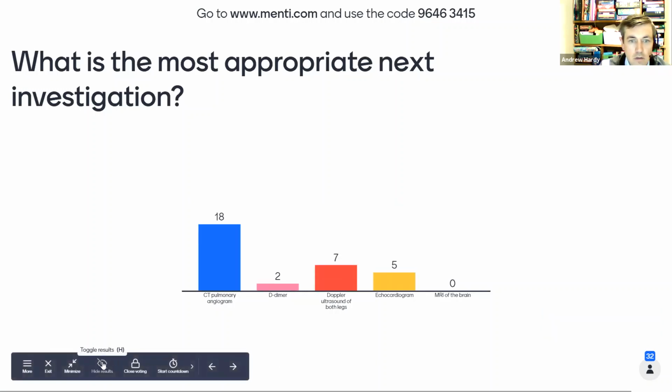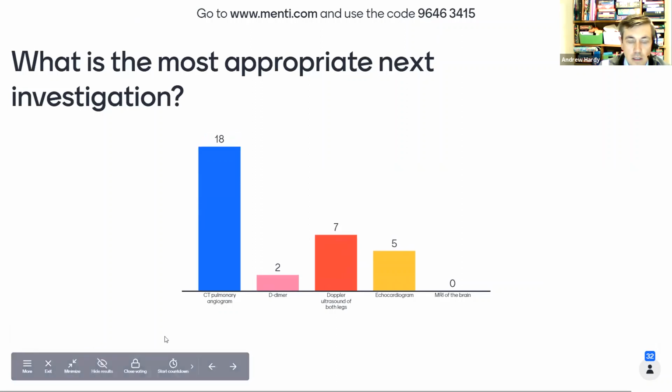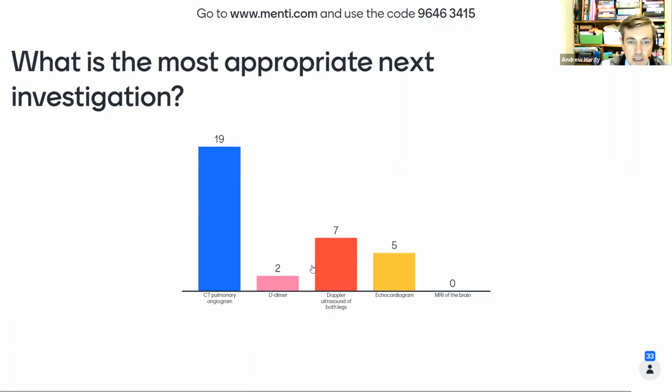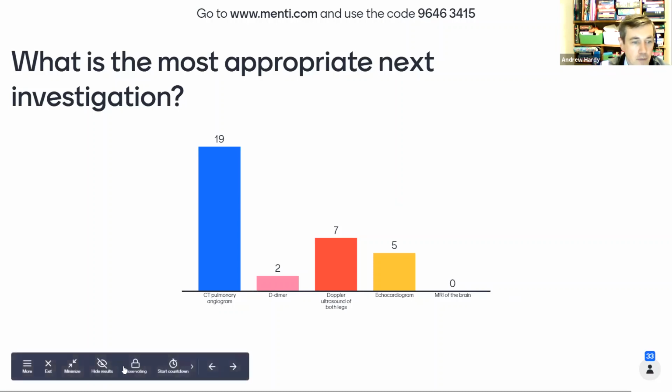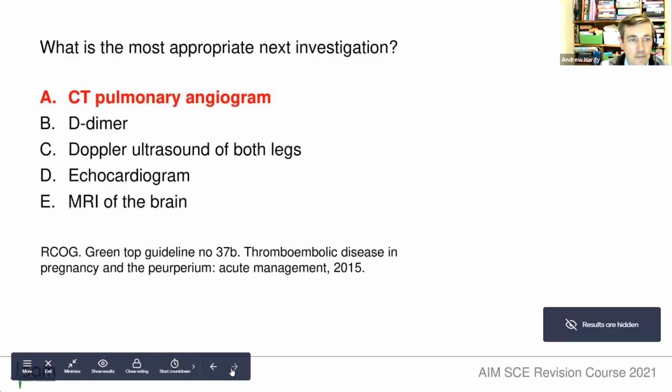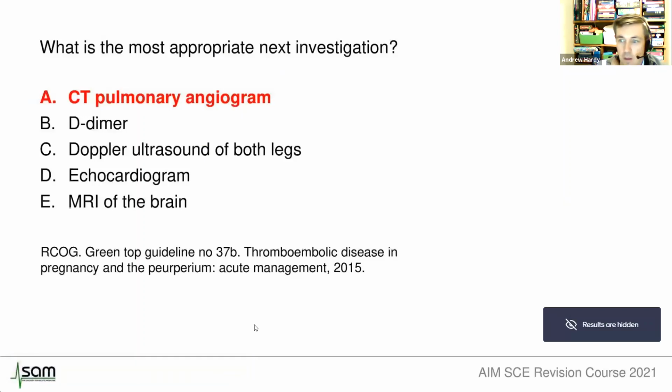Right, so again, we've got a bit of a split between CTPA, Doppler echo and D-dimer. Obviously the neurology session was previously, so nobody's gone for MRI, despite the fact they've collapsed. So what's the correct answer then? The guideline answer is CTPA.